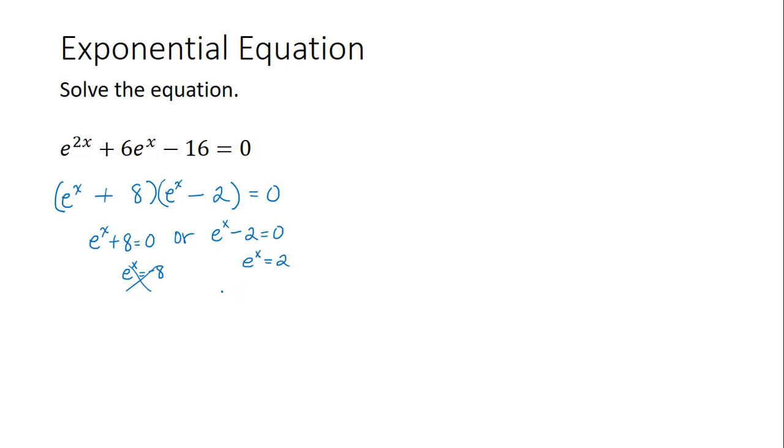To solve for x, we can take the natural log of each side to get natural log of e to the x equals natural log of 2. Natural log of e to the x is just x, so x equals natural log of 2. So the solution set of this equation is the natural log of 2.